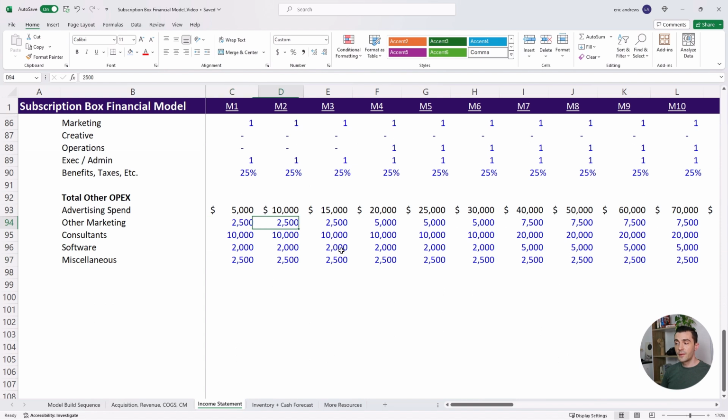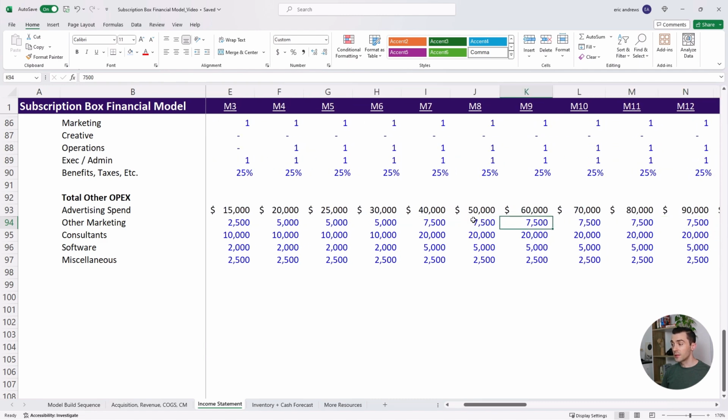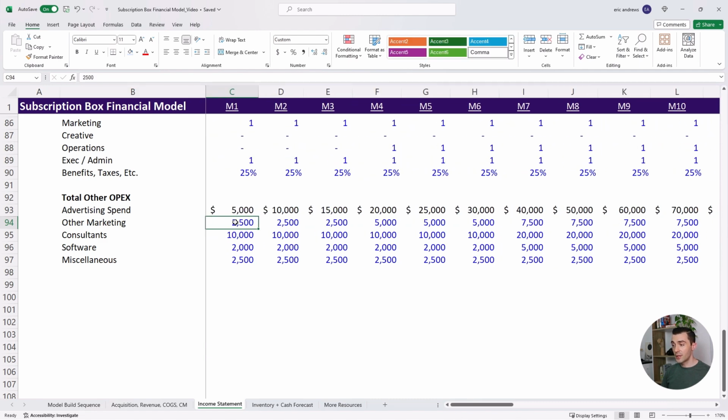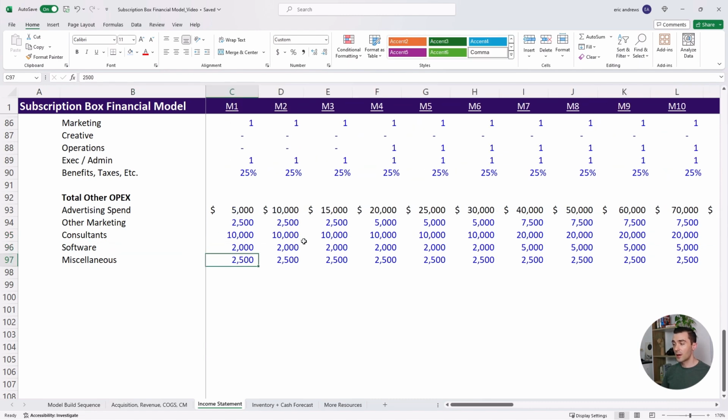Here, and then I just fill in the numbers manually based on my guesstimates of what this business would need. So I'm like, okay, other marketing, maybe we're doing some influencer payments, or some branding work with consultants or whatever it is. So I put in a budget here. Then consultants, I showed the consultant budget going up. Maybe we're using a lot of 1099 consultants to do different stuff, so we don't have to bring people on full time. Then we have software and miscellaneous.